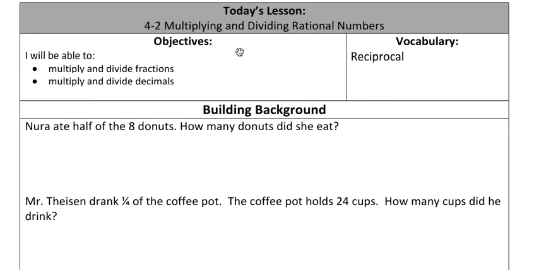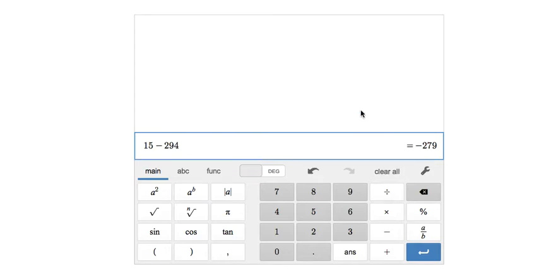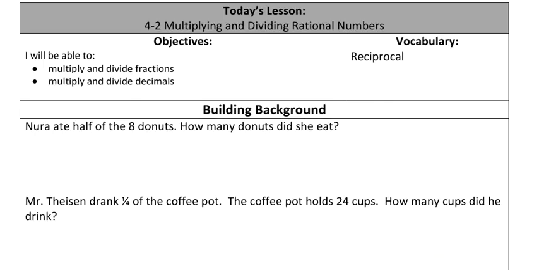Alright, so we're on circuit 4. Again, you're going to want that Desmos calculator ready to go. So make sure that you have that pulled up because we're going to be going back and forth. Today we're going to be multiplying and dividing rational numbers. So we're going to multiply and divide fractions and multiply and divide decimals.